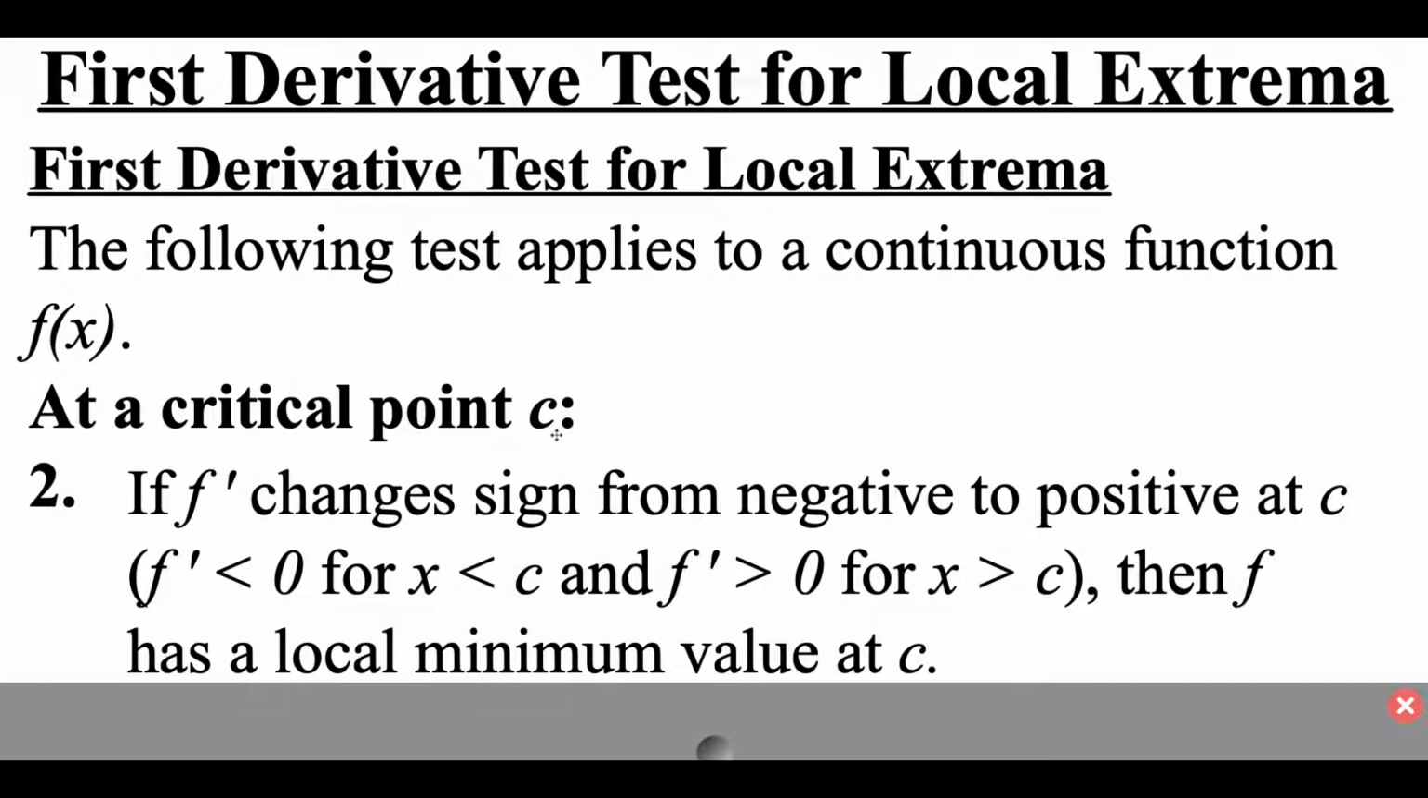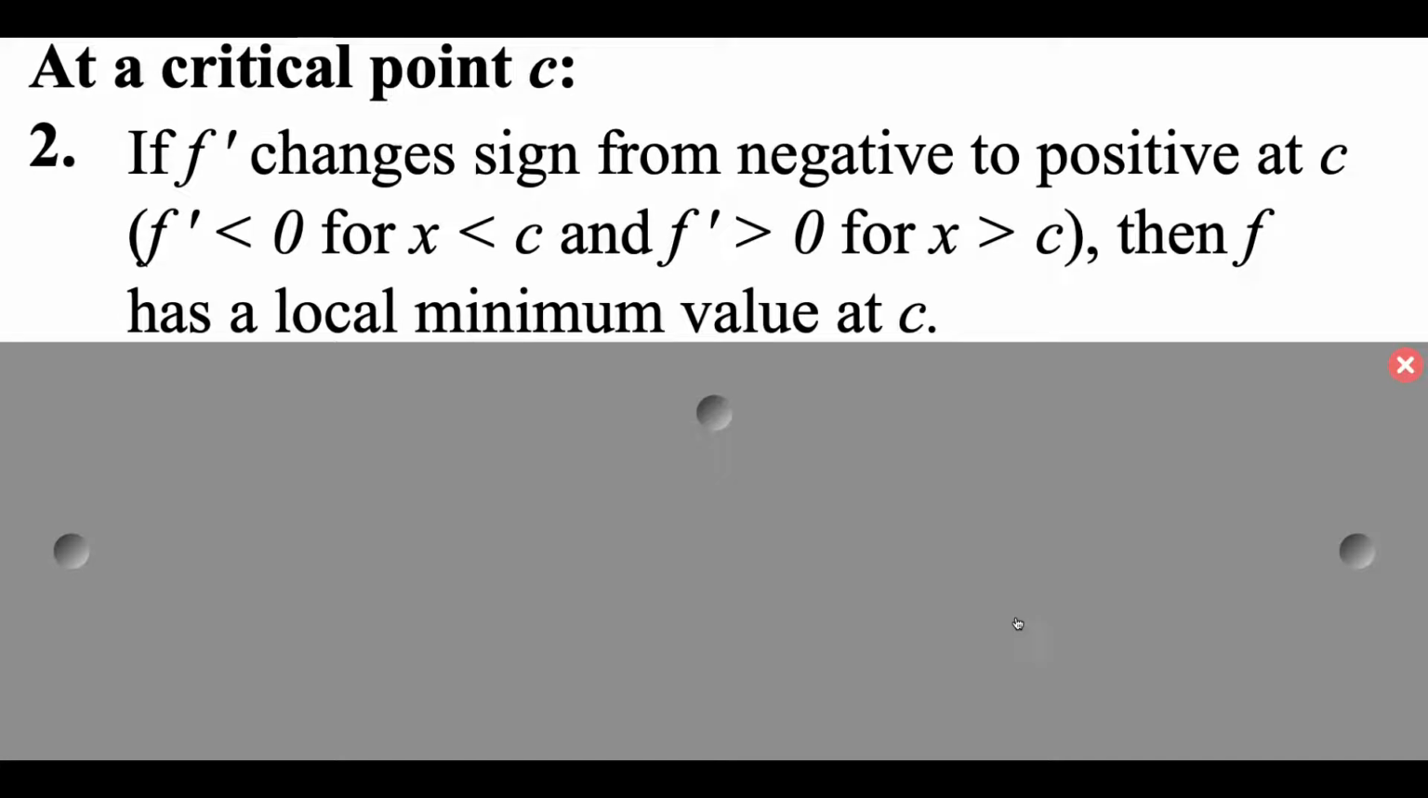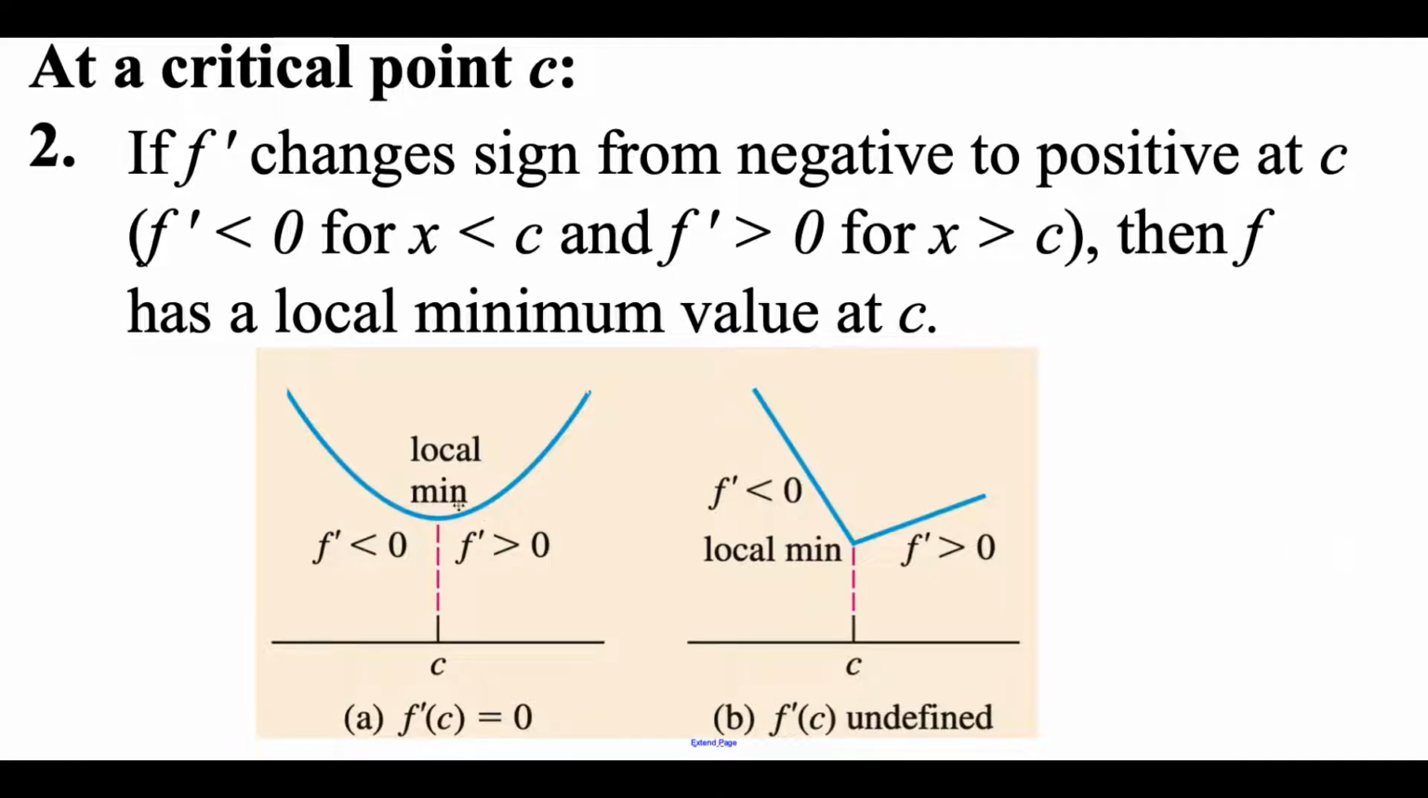Another thing that could happen at some critical point C, if the derivative changes signs from negative to positive at that C value, then our function f is going to have a local minimum at that value of C. So visually what's happening here, again, we've got one picture where the derivative is 0 and one picture where the derivative is undefined. We've got this C value in the middle of both of our graphs. On the left-hand side of the pictures, the derivative is negative, and on the right-hand side, the derivative is positive. So that creates this low spot on our graph, which is going to give us a local minimum.